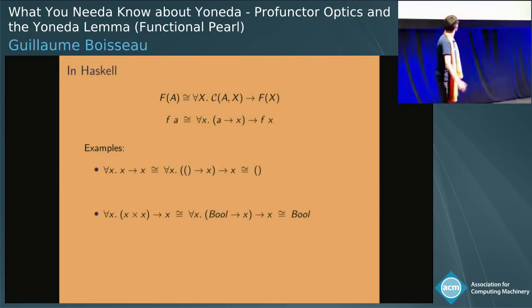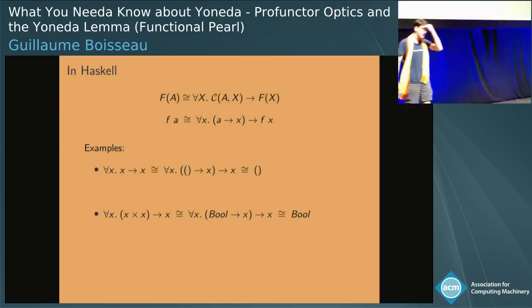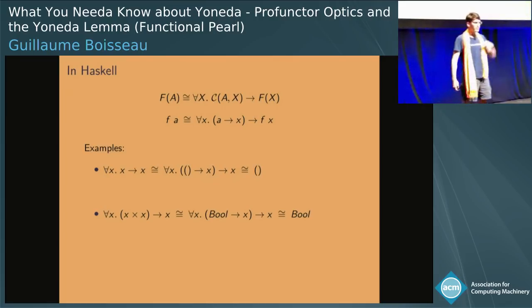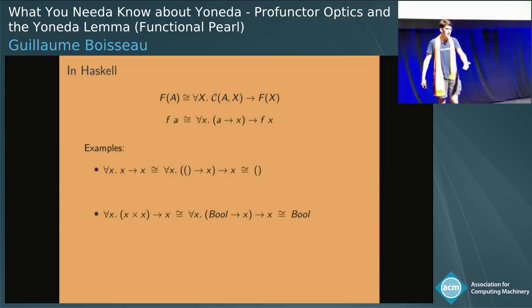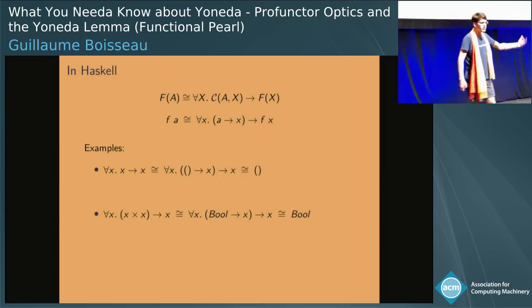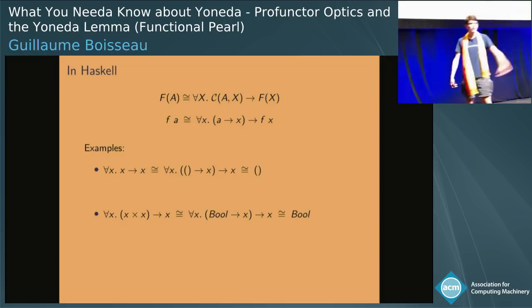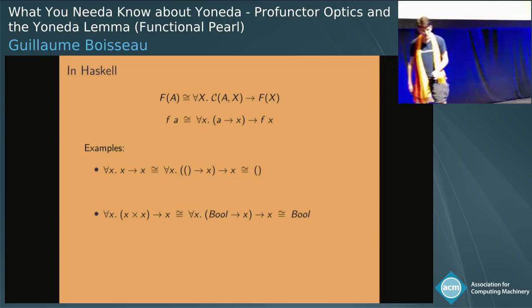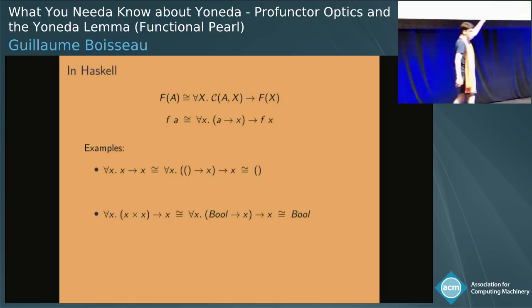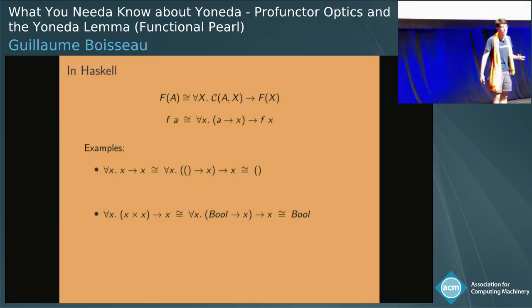We can expand to a slightly more complicated example where I've got maps from pairs of x to x. Intuitively, a map from a pair of x to x is either the left projection, where I take the left element of the pair, or the right projection, where I take the right element of the pair. And using the Yoneda lemma again, it turns out that this is exactly true. So this is isomorphic to bool, which is the type with exactly two elements. So I've got exactly two functions of that type.